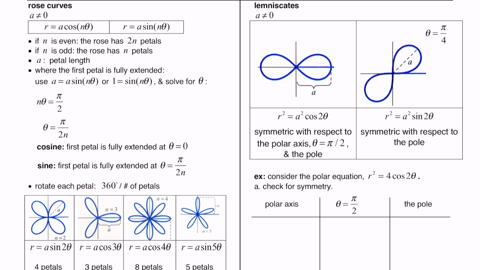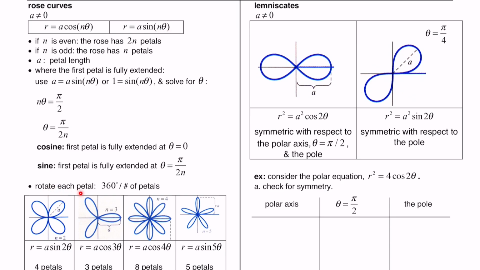So the nice thing is, anytime you have an equation for a Rose curve that has a sine in it, the first petal is going to be fully extended at the angle pi over 2n. The other nice thing is anytime you have cosine as your equation for your Rose curve, then the first petal is going to be fully extended at theta equals 0. So it stays consistent with our previous circles where cosine lies along the x-axis for the first petal. And again, for sine, to find where the first petal is fully extended, you can use pi over 2 times the n value, and n is the number in front of theta.